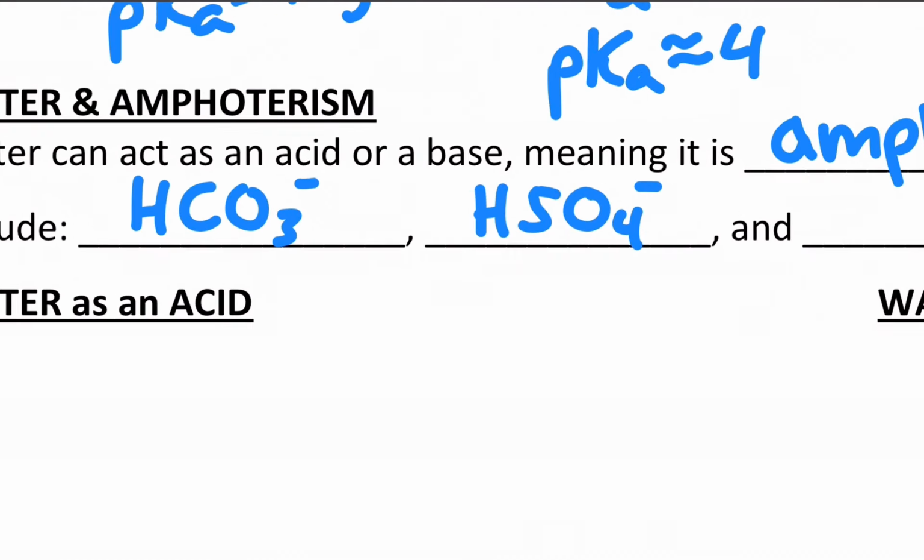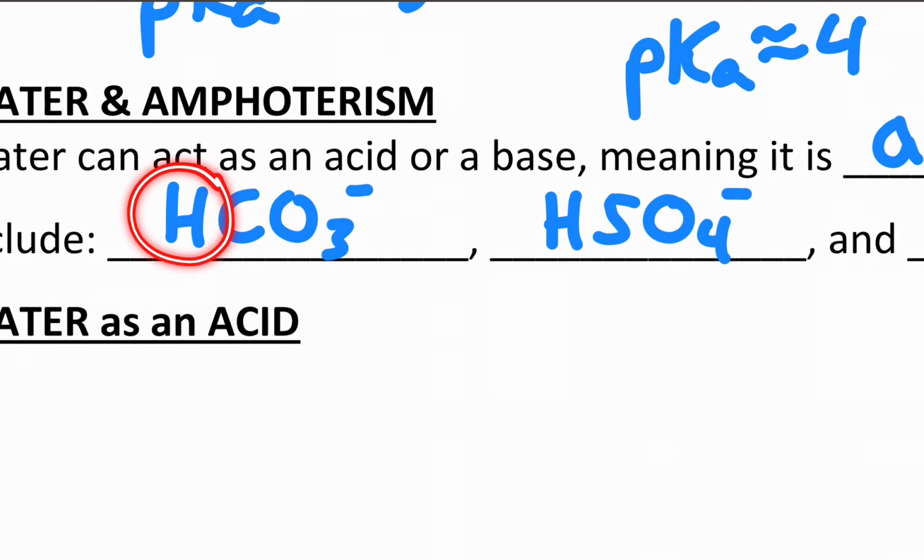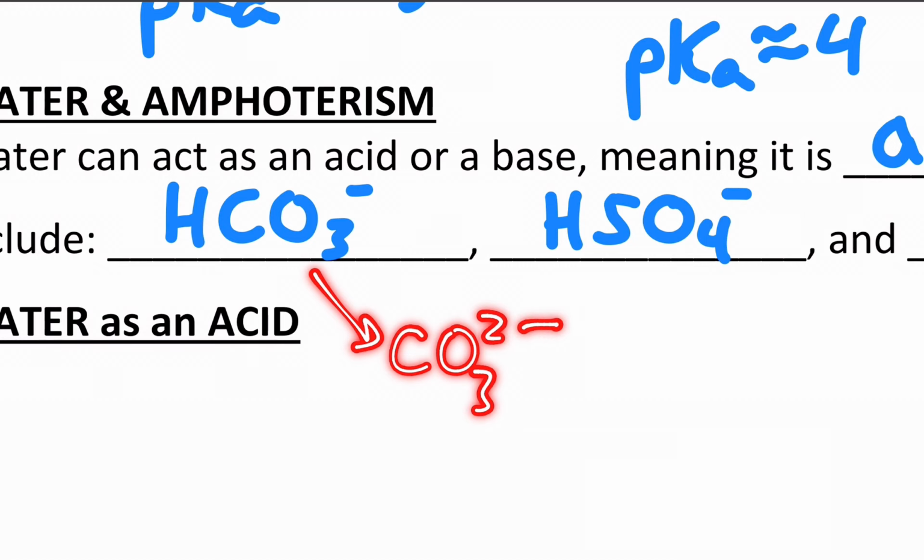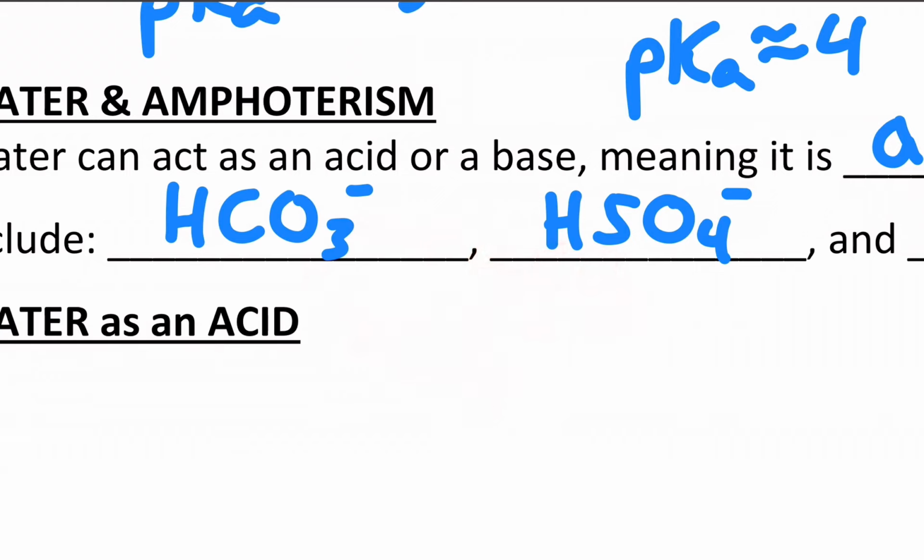That should make sense because they can both lose an H, they have an H to give, but they're negatively charged, so they can also gain an H. So this could lose an H to become CO3 2 negative, or it could gain an H to become H2CO3. In other words, it can act as an acid or a base. Likewise with HSO4 minus as well.